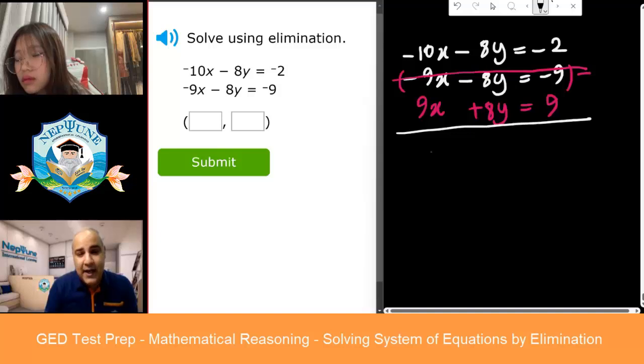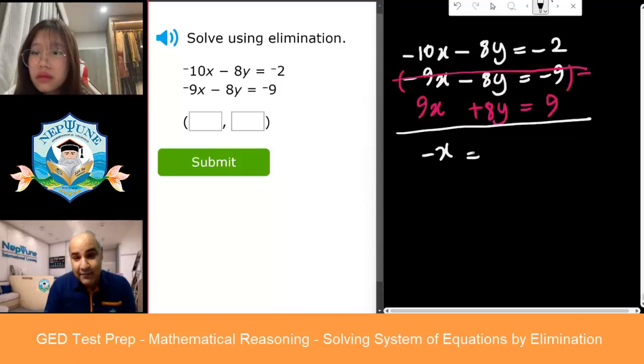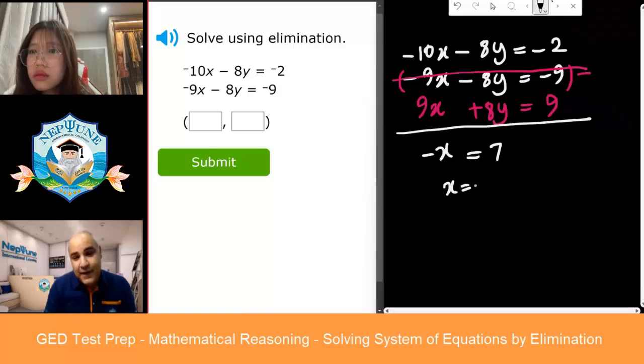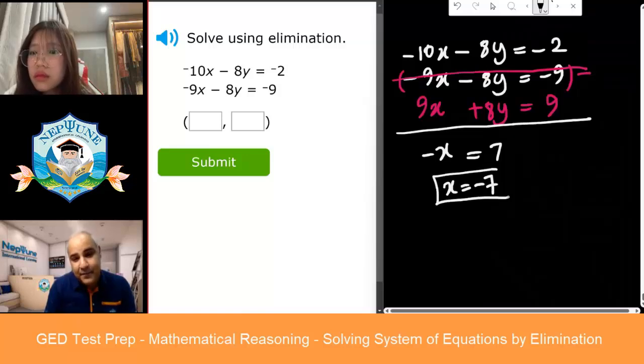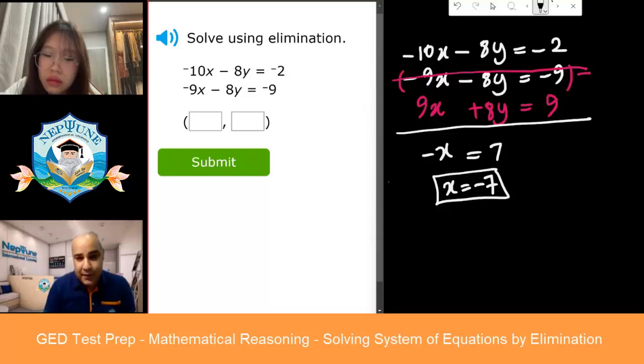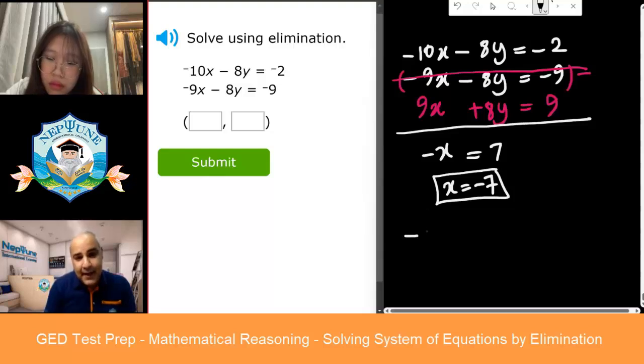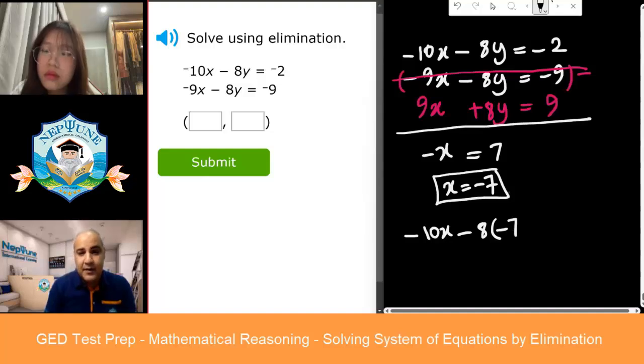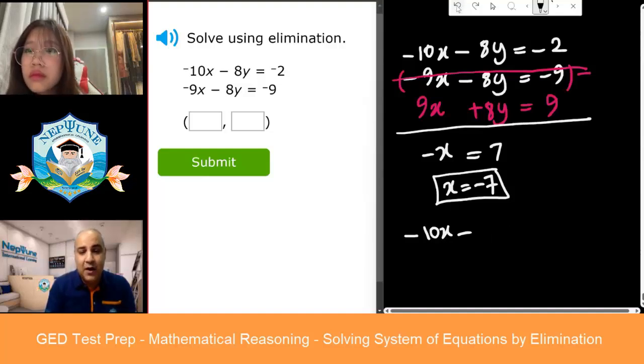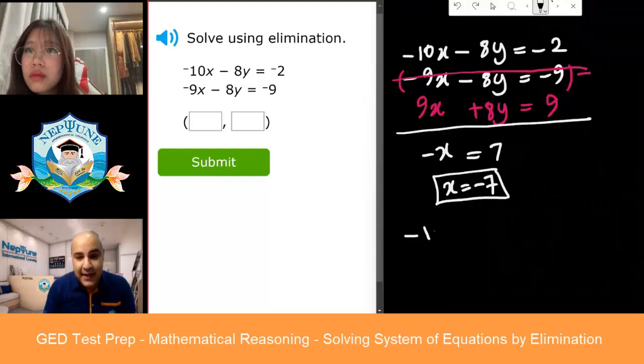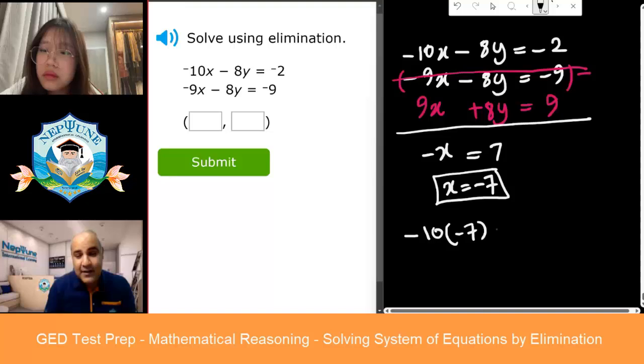Negative 10x plus 9x is negative x. Negative 8y plus 8y cancel out. Negative 2 plus 9 is 7. So x equals negative 7. Now, to solve for y, we can use either of the equations. I use the first one. Negative 10x minus 8y, because we solved x, so I should say negative 10x minus 8y equals negative 2.